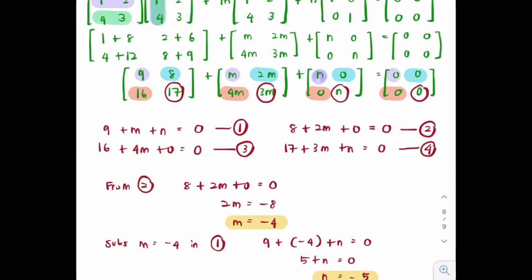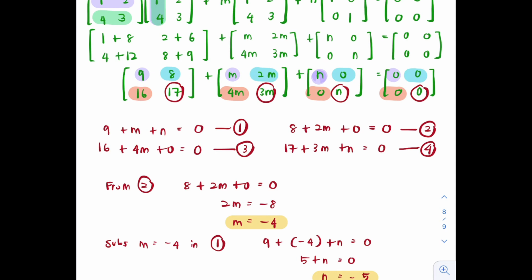So in order to find M and N, as what the question wants, we can just equate the matrix according to its entries. For example, the first one, 9 plus M plus N is equal to 0. The second one, 8 plus 2M plus 0 equal to 0. The third equation, 16 plus 4M plus 0 equal to 0. And the fourth one, 17 plus 3M plus N is equal to 0. So now you have 4 equations, so you can do simultaneous equations.